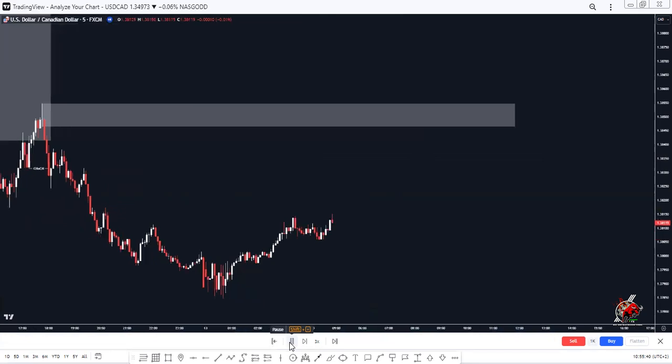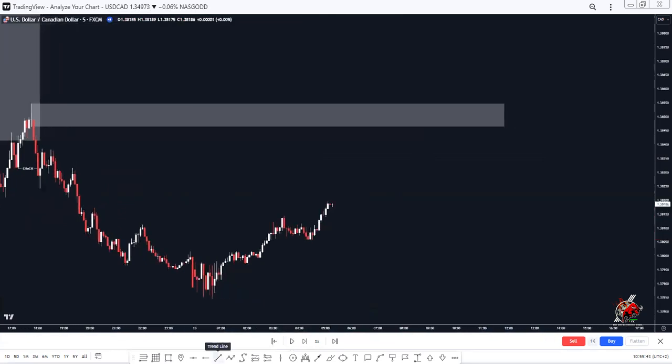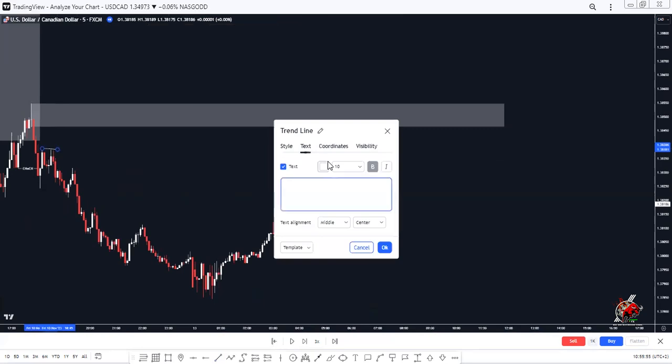You wait. And guys, remember, we have inducement right here. You can just say liquidity if you don't want to use the word inducement. Yeah, it's our liquidity point right there.